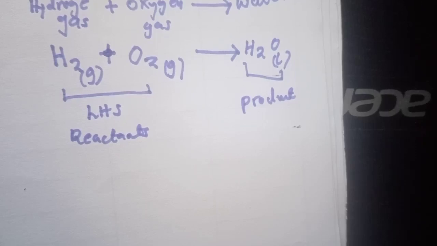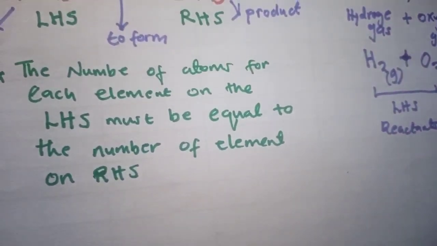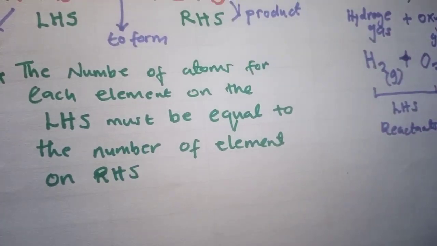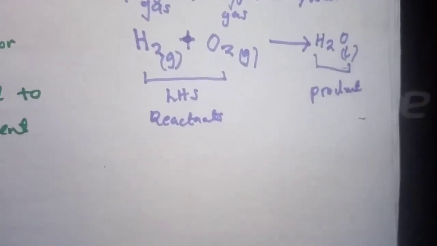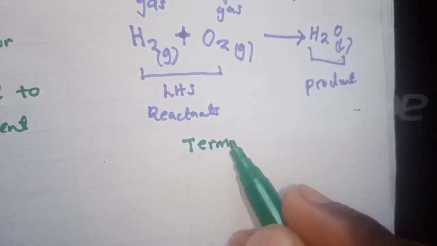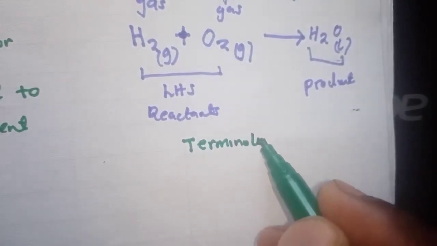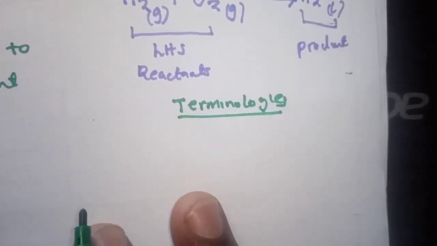Now we have a statement here: the number of atoms for each element on the left hand side must be equal to the number of atoms on the right hand side. So let's look at a few terminologies that you have to take note of under balancing equations, or just some properties you need to know.